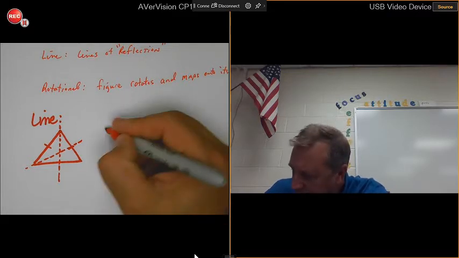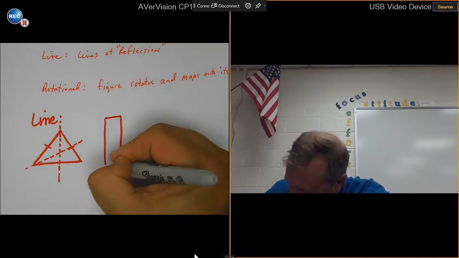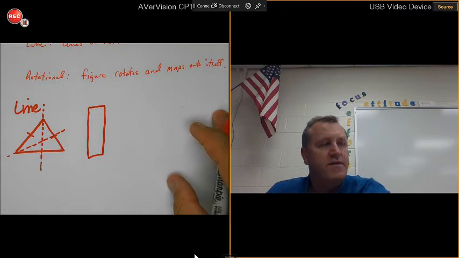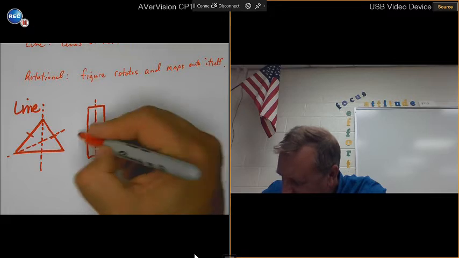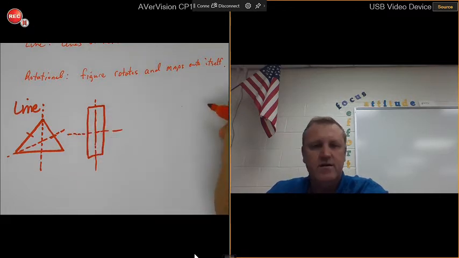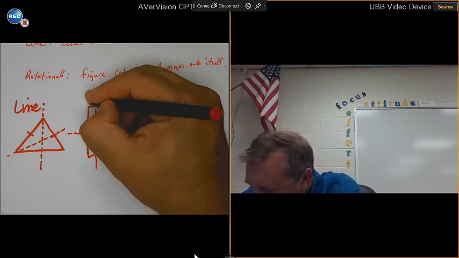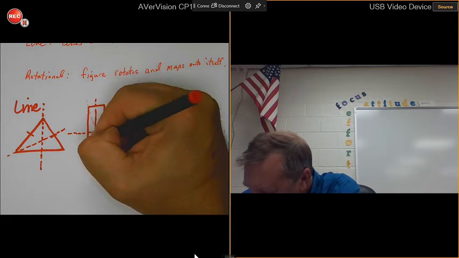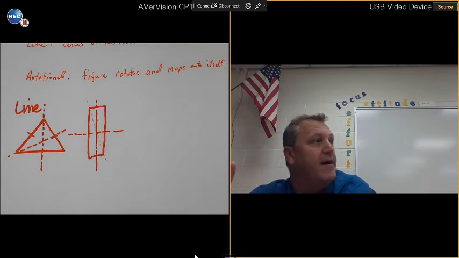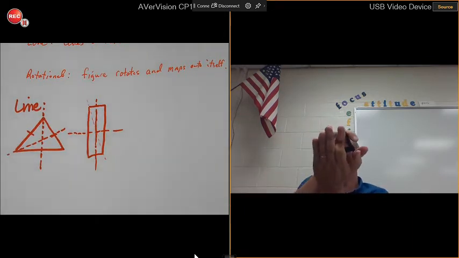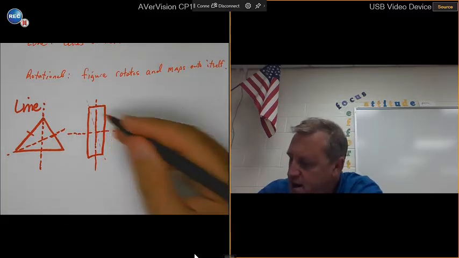Okay? What if I have a skinny rectangle? Would this have a line of symmetry? Yeah, I think so. How about right there, and how about right here? But what about this line connecting the diagonals? Would that be a line of symmetry? No. It cuts it in half, like the area is cut in half, but if you would fold that on a piece of paper, it wouldn't match up. You see the difference? Okay. So that's a line of symmetry.